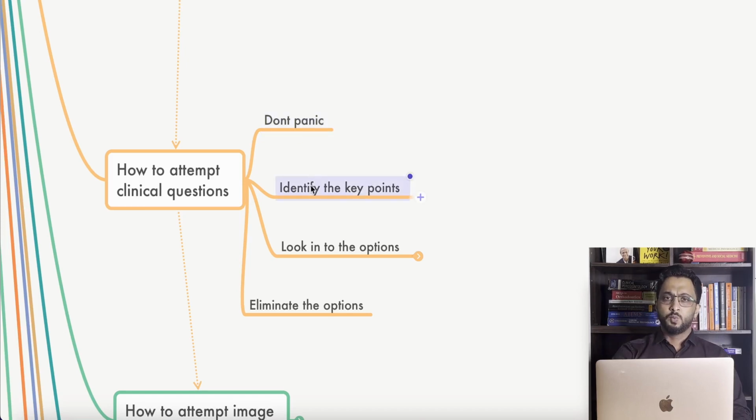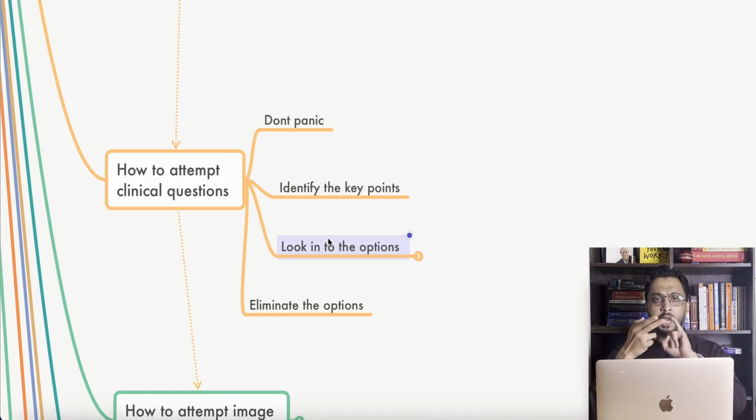Now, see one thing. Not most of the time, all the time there will be a key point, which will be that one or two words which will tell you this is the answer. So try to identify that. Now if you're not getting a key point, don't sit and read again and again, where is the key point? No, look into the options next.